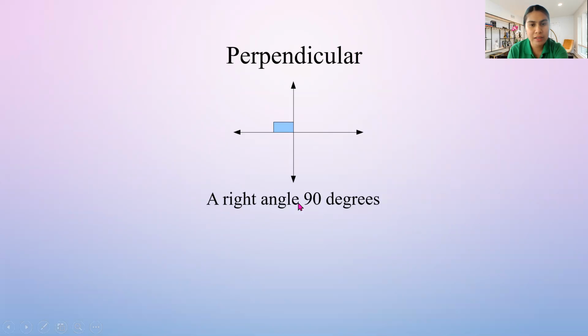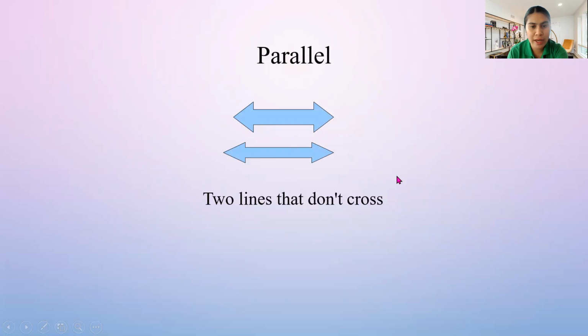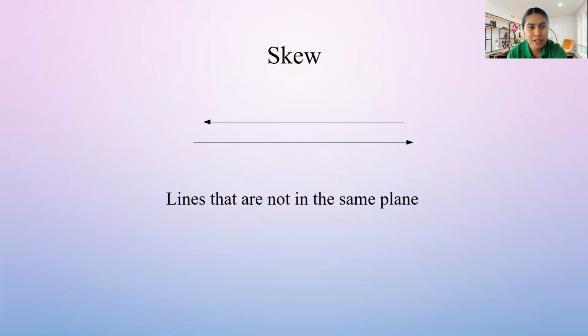Perpendicular, a right angle or 90 degrees. So two lines that cross each other and form 90 degrees. That is perpendicular. Parallel, two lines that don't cross, do not meet each other. That is parallel lines. Skew lines, lines that are not in the same plane.